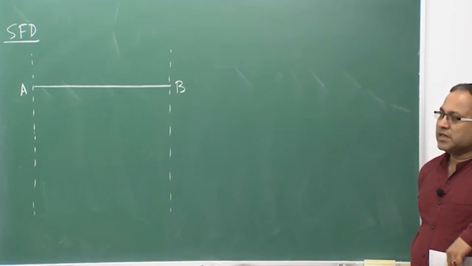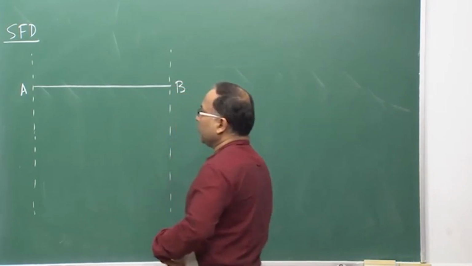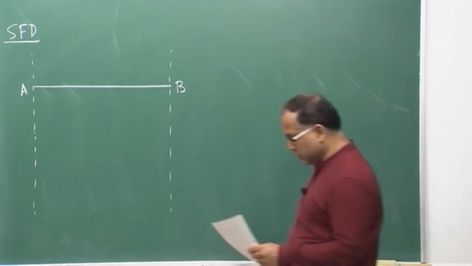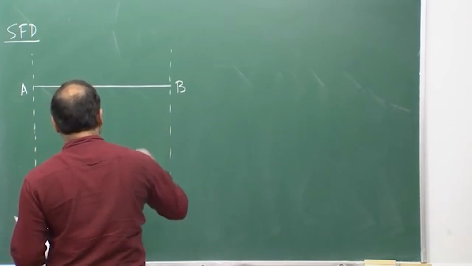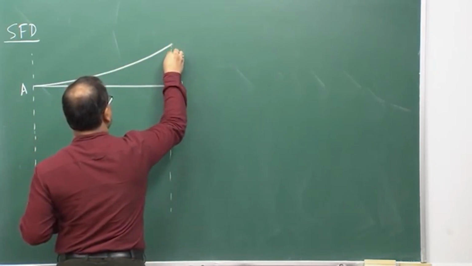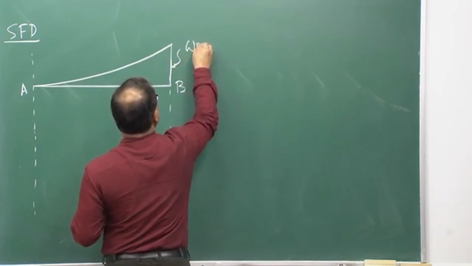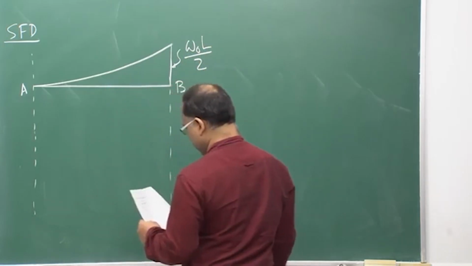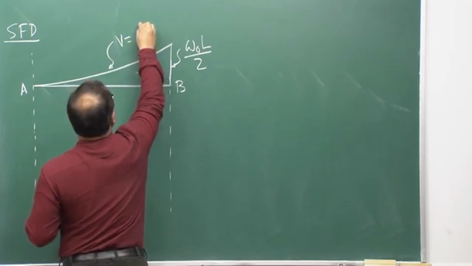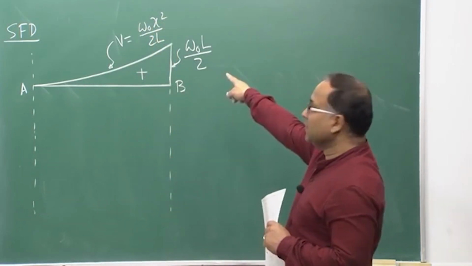Okay. So, what was the expression for V? That was the quadratic equation, W naught x square by twice L. If you plot that, here it will be W naught L by 2, and that is positive, and this curve is nothing but V equal to W naught x square by twice L. This is your shear force diagram.